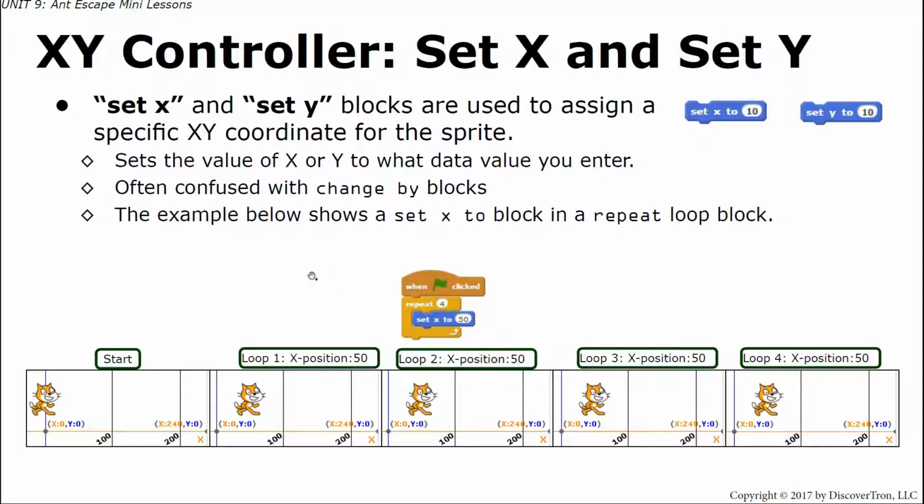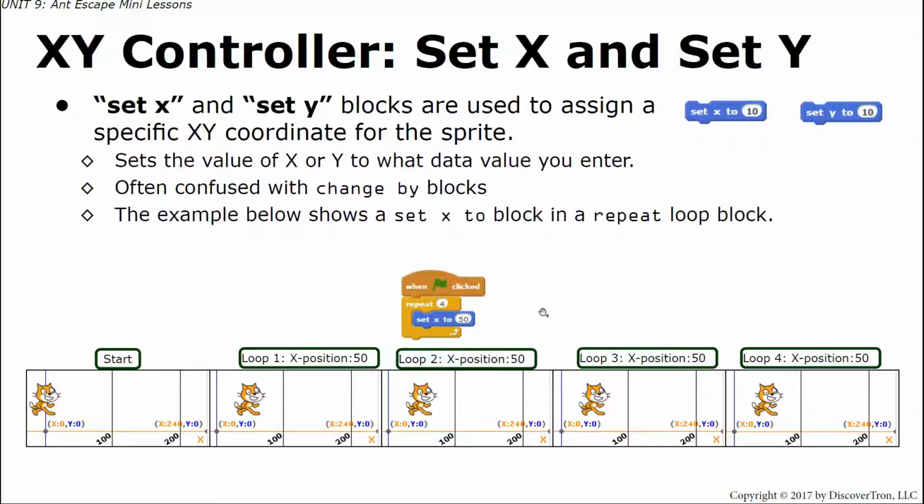Next, we have another block, and this will cause some confusion. We're going to set x to a value, or set y to a value. What we'll do is set the value of that variable to whatever you input into it. So when the cat starts at a position of 0 on the x-axis, in the first loop, we set x to 50. So the cat's now at 50. In the second loop, we set the position to 50, and the cat's still at 50. We set the position to 50 again, so the cat's still at 50. In the fourth loop, the cat's still at 50. We keep setting the position of the cat to the X value of 50. So it's 50, 50, 50, 50. It's not changing it, it's just setting it.